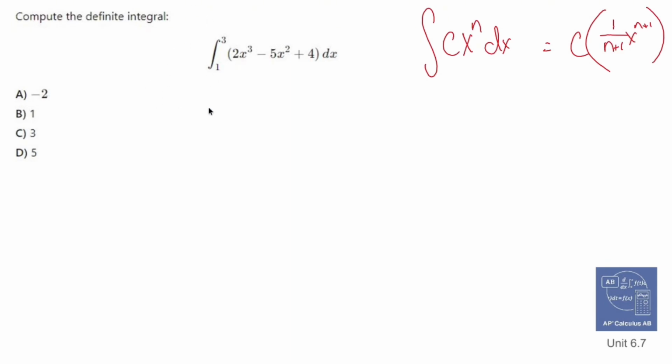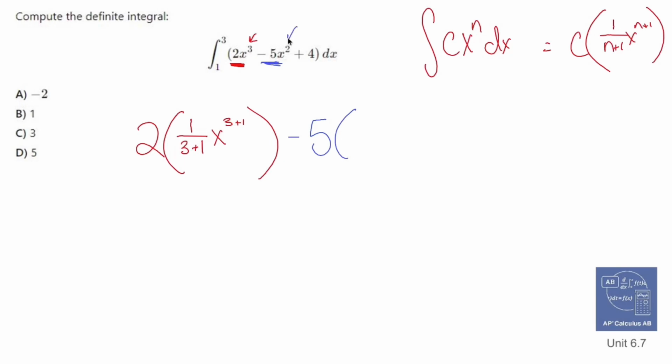So what this is going to look like is this first term: we're going to keep the 2 lingering right there. My n is 3, so 1 over 3 plus 1, x to the 3 plus 1. Okay, that's that guy. Let's do this one. Minus 5. My n here is 2. So 1 over 2 plus 1, x to the 2 plus 1. Okay. Now, if you're given just a constant, just attach x.